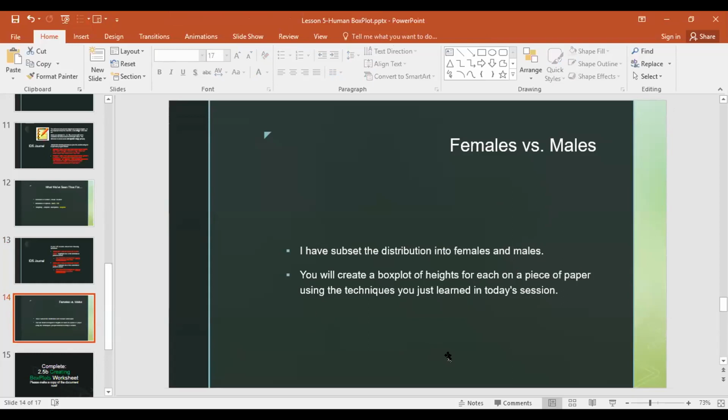A is your homework. Yes, I'm giving you homework today. Please don't hate me, okay? 2.5A is your homework. 2.5B is your classwork. I have gone ahead and subset our distribution into females and males. You will create a box plot of heights for each on a piece of paper, using the techniques that you just learned in class today.